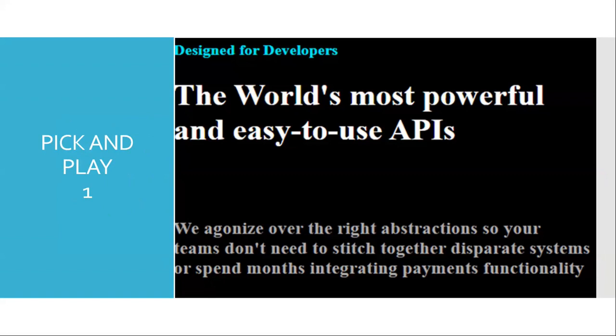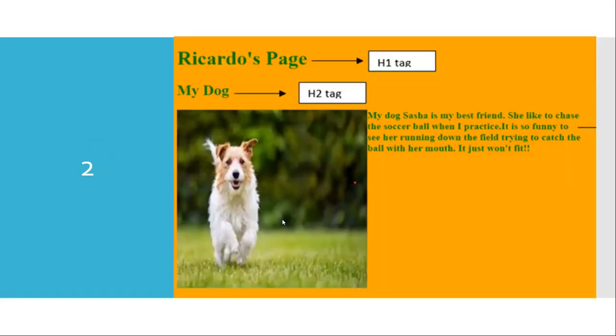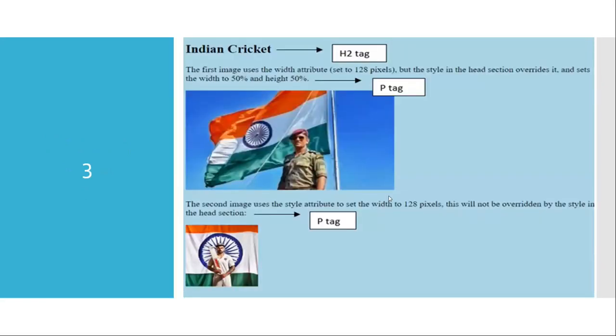Our first title is a web page with the world's most powerful and easy to use APIs. This web page should be designed. For the second web page, you have to have an image, and the heading tags and paragraph tags should be there. Another web page should have the style, Indian cricket as the heading, and other images you have to display.